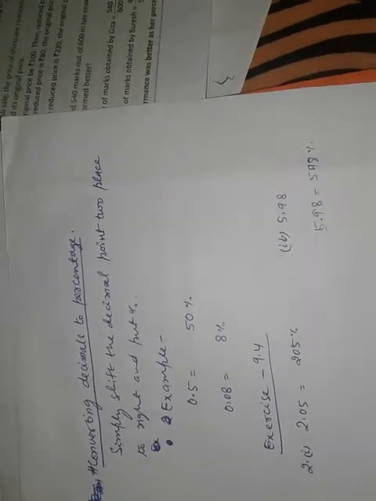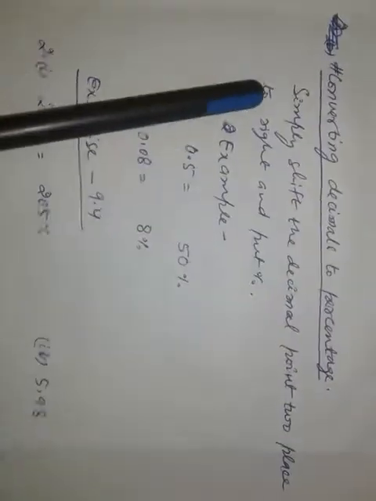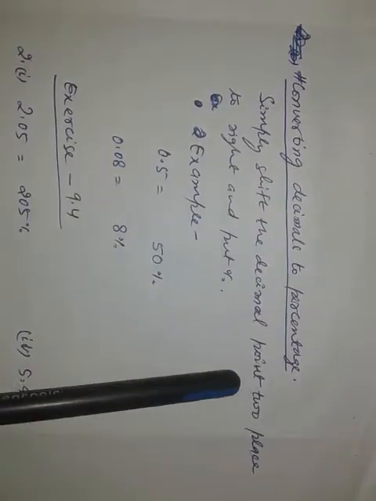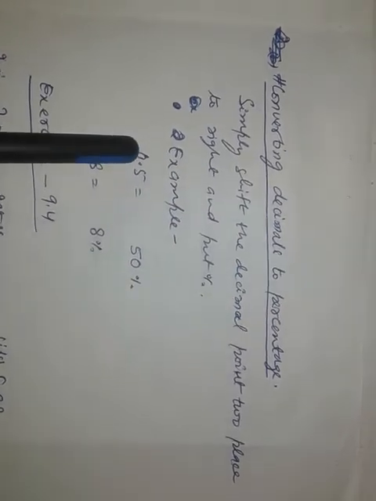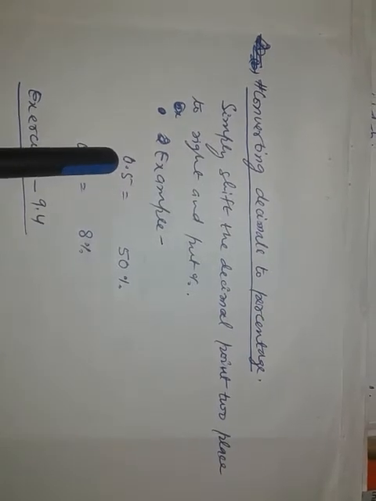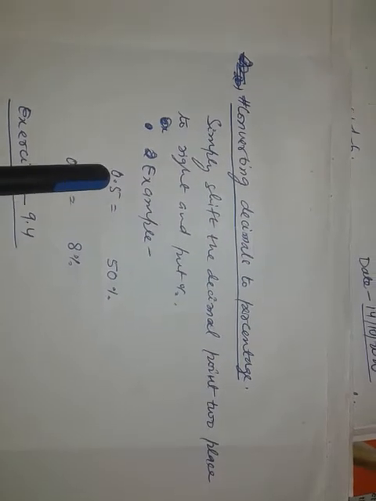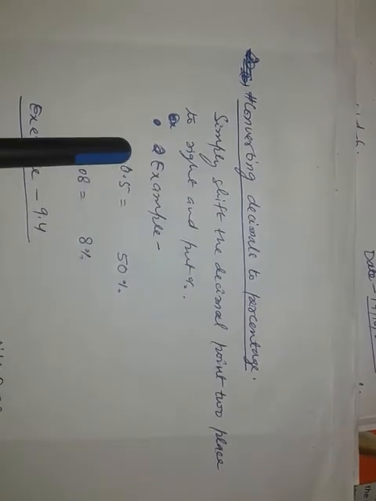Now the second topic is how to change decimal to percentage. Simply shift the decimal point 2 places to the right and put a percentage sign. Suppose we have to change 0.5 into percentage. What we do is shift this decimal to the right side, this side. So we have to do 2 places.